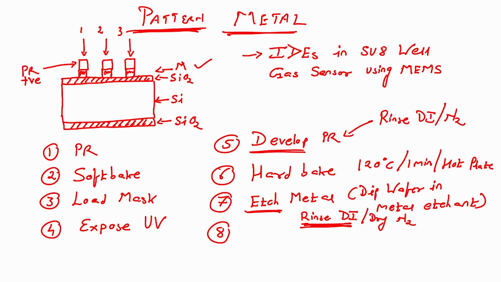After metal etching, whenever there is a chemical involved, you see there is a chemical to develop PR, so we have to rinse with water. When we etch the metal, again a chemical is involved, so we have to rinse it with DI and dry it with nitrogen. What is the next step? Next step is, we do not want this photoresist, so we have to strip the photoresist.